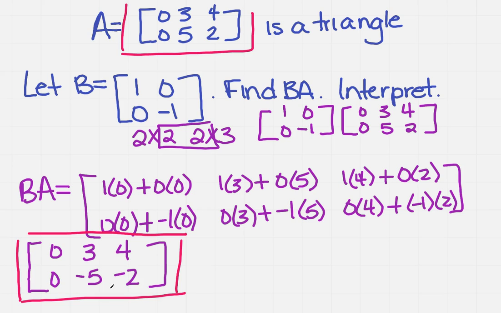So if you think way back to when we talked about reflections and all that, if I multiply by what B is, this is going to be a reflection, so it's going to reflect the triangle. Now the question is, where is it reflecting? Well, if it's the y's that changed, then it's reflecting it over the x-axis.